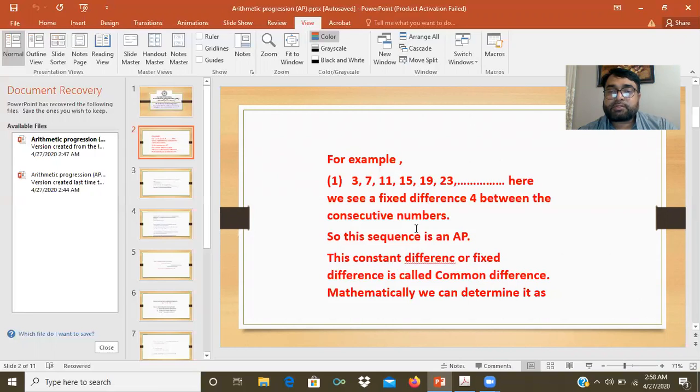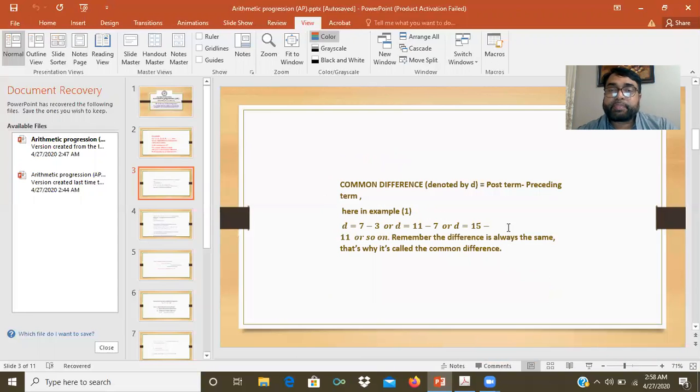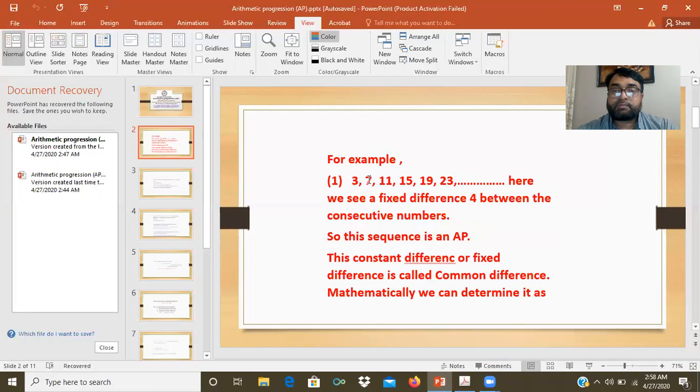And this constant difference, since it is a common difference, we can use the term common difference for this kind of difference. Mathematically, we can determine this by using a rule. Common difference is basically denoted by t, and the rule is post term minus, subtraction, the preceding term. That means if you think about the example that I used before, here 7 is a post term, 3 is a preceding term. Similarly, 11 is a post term and 7 is a preceding term. 15 is a post term, 11 is a preceding term.